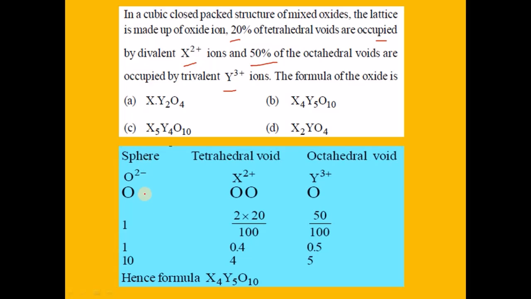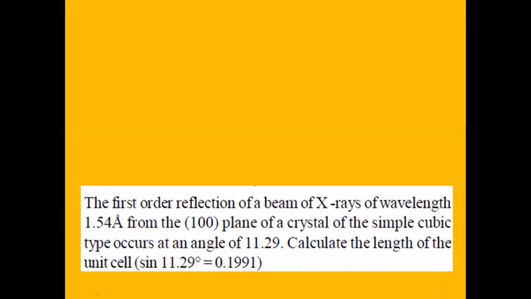Now the ratio we have is 1 : 0.4 : 0.5. If you multiply this with 10, we get X is 4, Y is 5, and oxygen is 10. So X4, Y5, O10. B option is the right option.